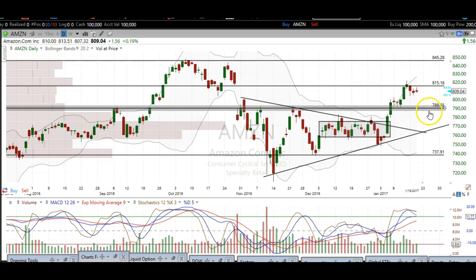If we break even below 790, this is the ultimate buy zone down here near this uptrend line. About 770 is going to be that level, 775 approximately. So you can look for these levels on Amazon.